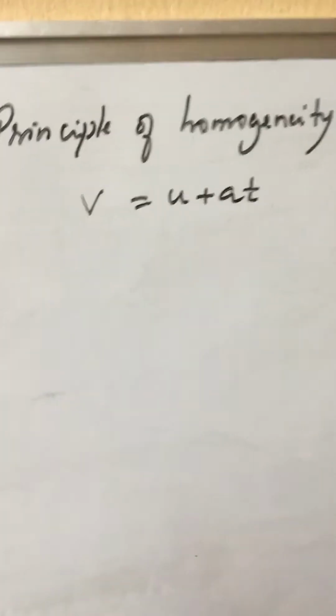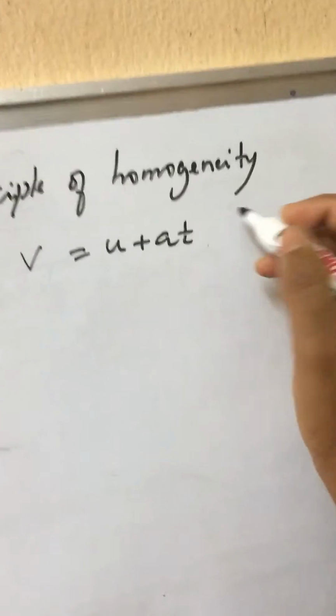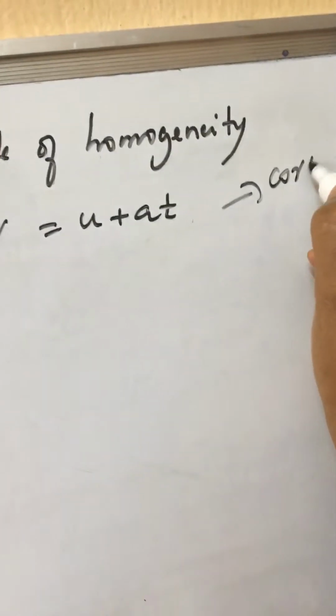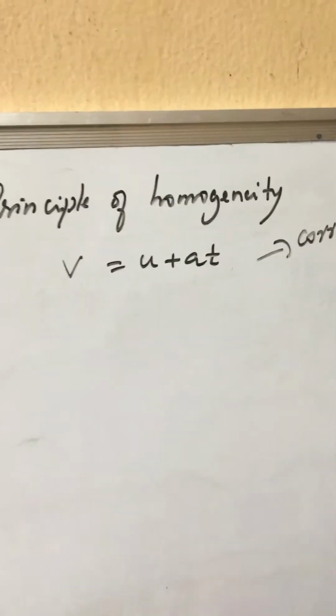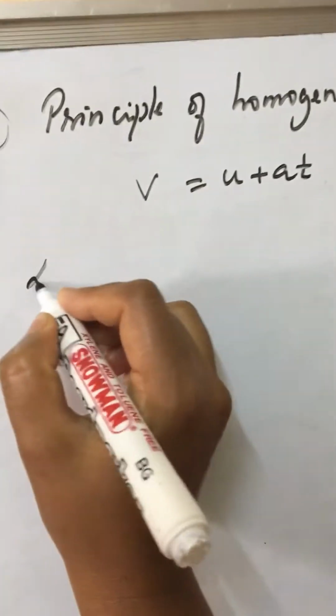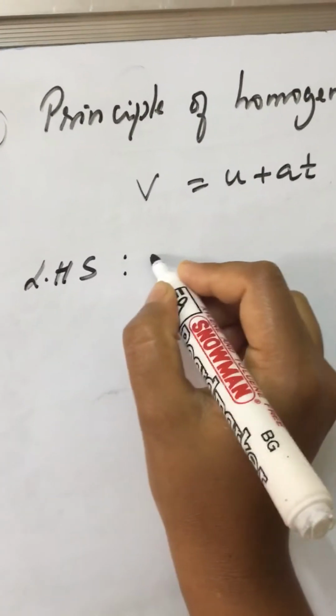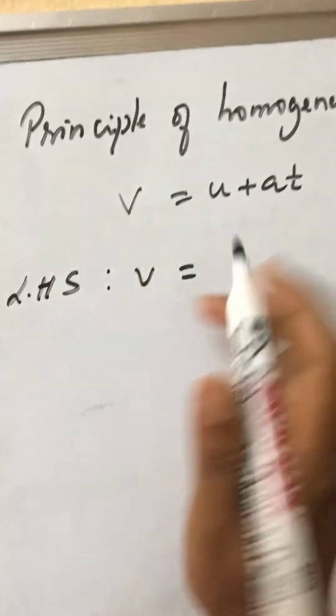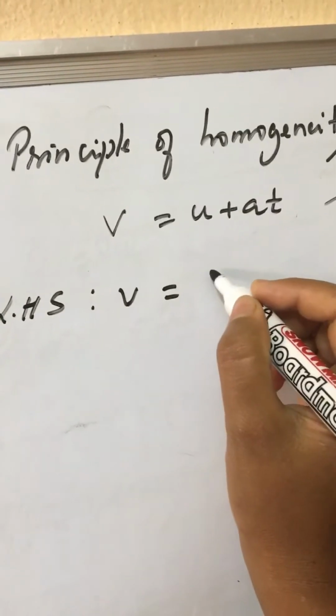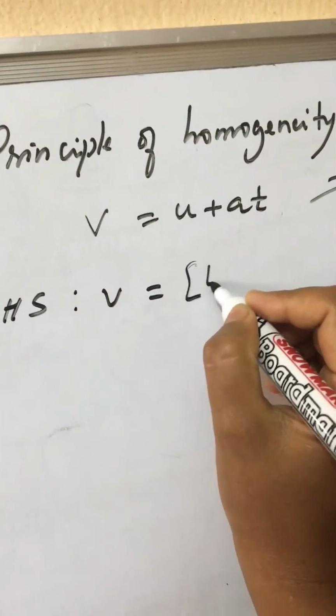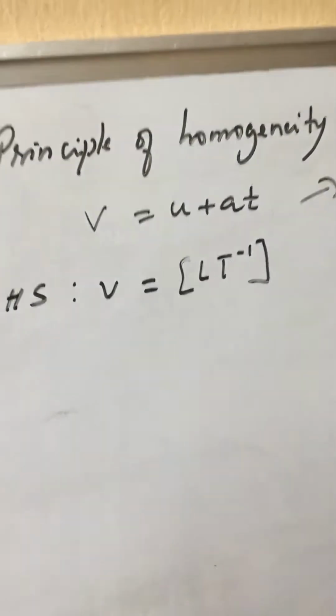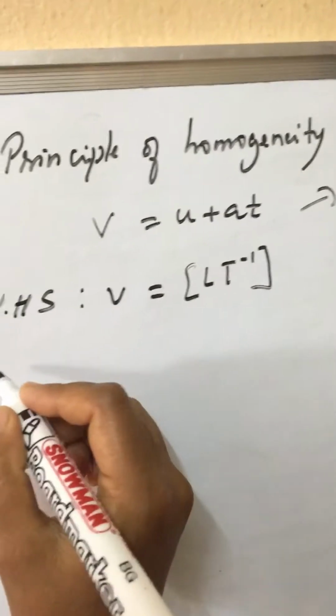In class 9 we know this equation exists, and I know this is correct, but let us check it using dimensional analysis. Let's say the LHS is v. What is the dimension of v? Velocity, so this is LT to the power minus 1, isn't it? Now coming to the RHS.